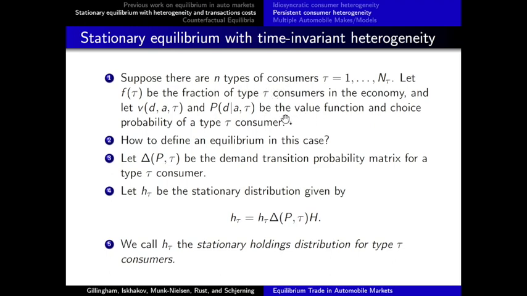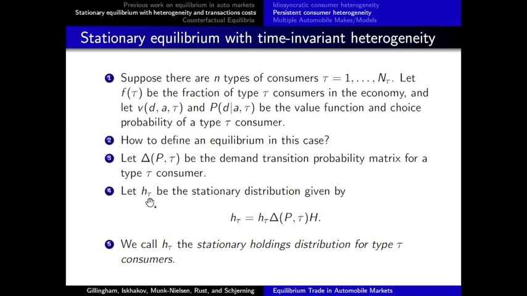For instance, okay, and then how do you define an equilibrium in this case? Okay, so this is what we're going to look at now. So the trading matrix, again, since the choice probabilities, including the keep probabilities, are now type specific, it's going to be type specific again. Okay, so this delta P we had before is going to be now indexed by tau. It's the demand transition probability matrix for now a type tau consumer. Okay, and they have different trading behaviors, so there are going to be different trading matrices.